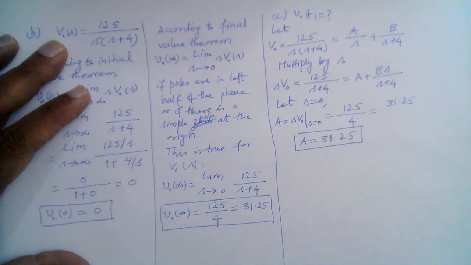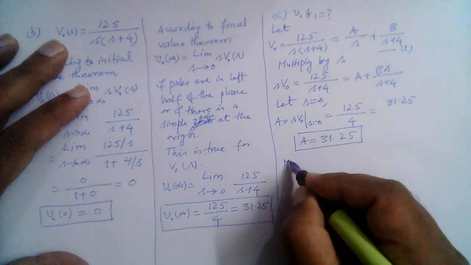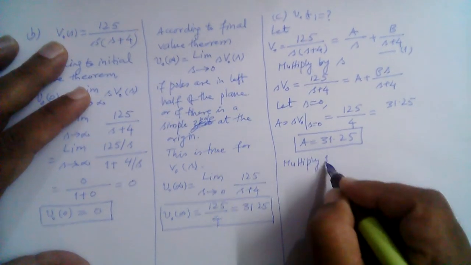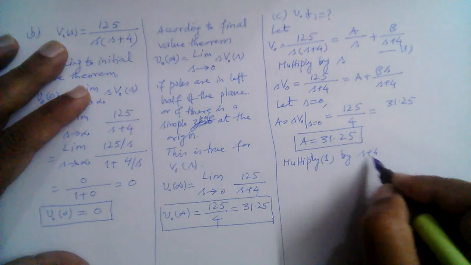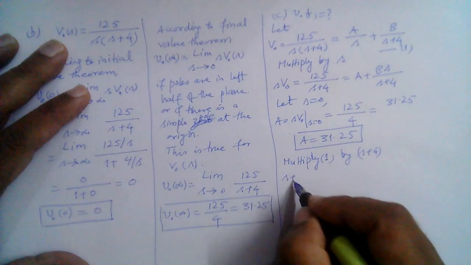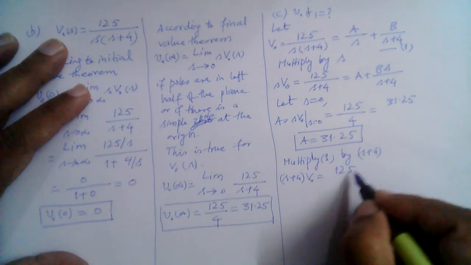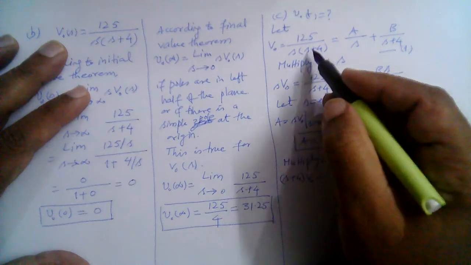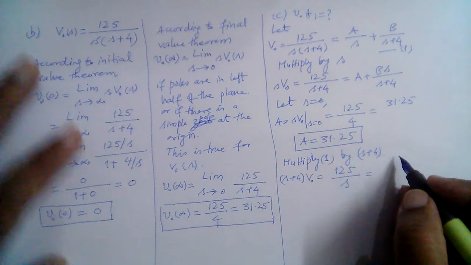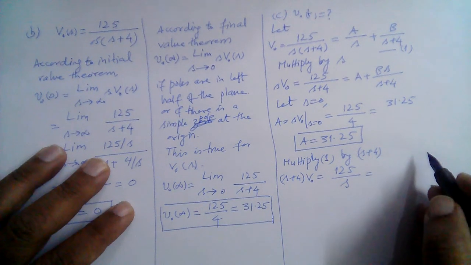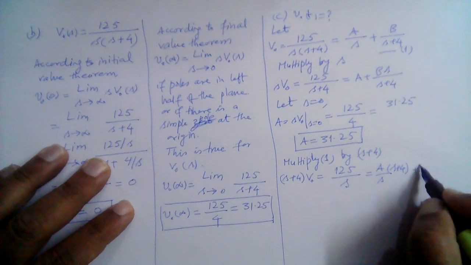So a is equal to 31.25, right? Likewise, let's call this 1. Now multiply 1 by s plus 4. So this is s plus 4 V naught is equal to 125 over s, right? s plus 4 is eliminated because we're multiplying with it. So that is a over s into s plus 4, plus b, right?